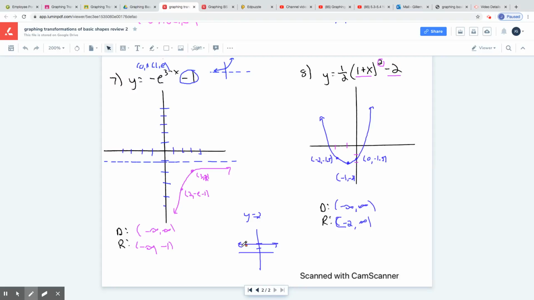All right, so let me know if you have any questions. You'll have your quiz on Thursday and it'll be very similar to this. Just make sure to do domain, range, and how to graph each basic shape, and a transformation of each basic shape.